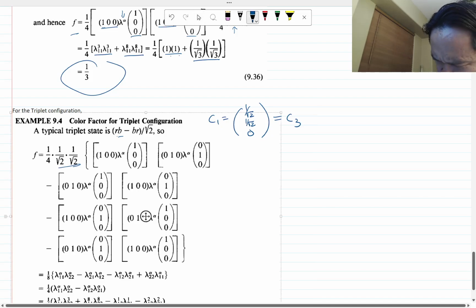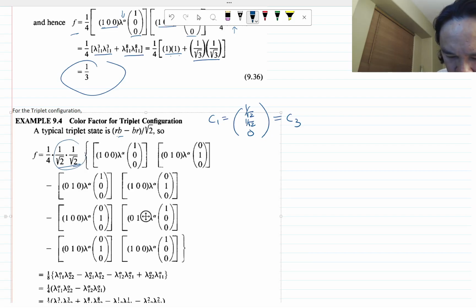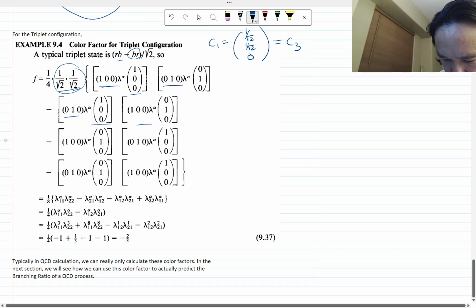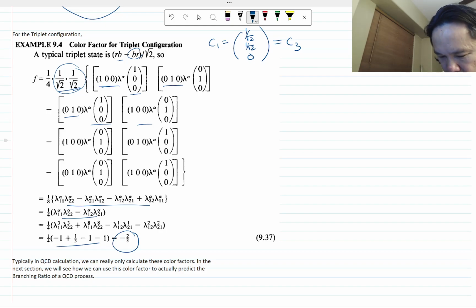Oh yeah, he just factored out these 1 over square root 2's. So when you multiply these together, you get these column vectors and row vectors multiplied together, and then you also have to subtract the BR version of it. That's going to be the other piece where you have these multiplications, and then this just turns into a long algebra problem. You add them all up and you get a color factor of 2/3. So I'll let you guys go through that yourself.